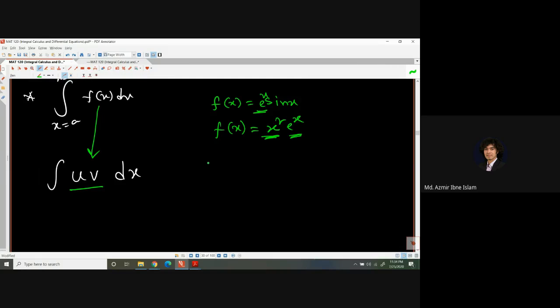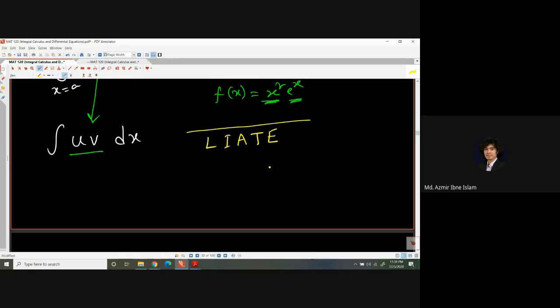First of all, there is a common method called LIATE. So you can see I have written LIATE. What does it mean and why do we have to use this concept? At first, let's figure out what L is for. L stands for logarithmic function. Suppose log x, natural log x. We may have log x squared, just like that. So L means logarithmic function.